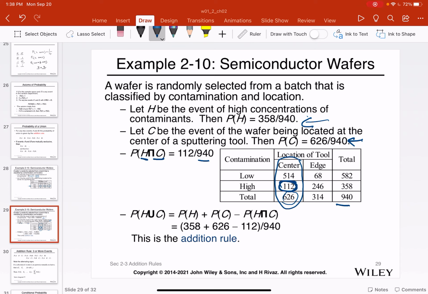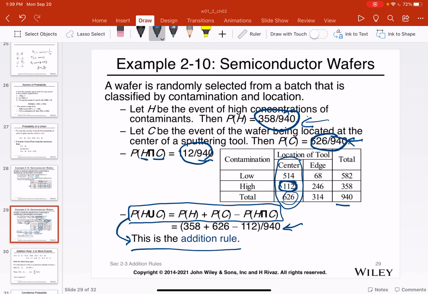Right. And now we can use this equation, which is one of the equations also provided in the crib sheet. Probability of H union C is probability of H plus probability of C minus probability of H intersection C, right? These are all of the probabilities we already calculated, so 1, 2, 3, these numbers come from up there. And that's the answer. Basically, this equation is the addition rule that's provided in the crib sheet. Any questions? All right.